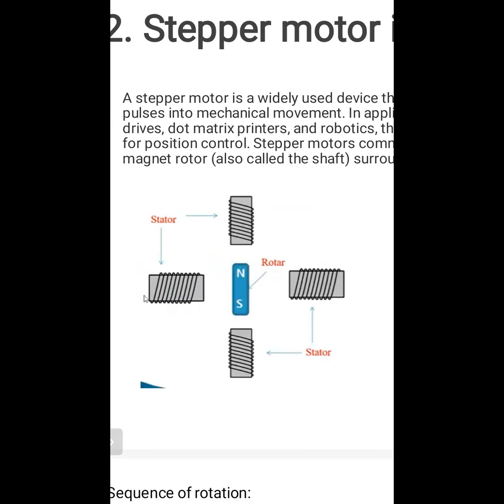You have to energize these four stators, and according to these four stators, the rotor will move. When the stator is energized, the movement is done accordingly, and the movement is given step by step. So this is the working of the stepper motor.